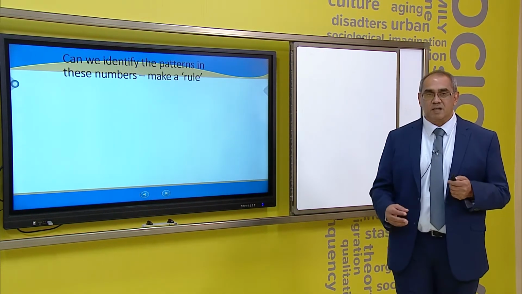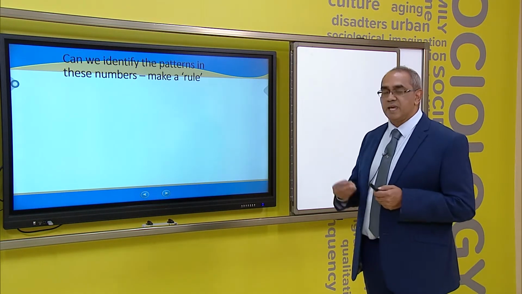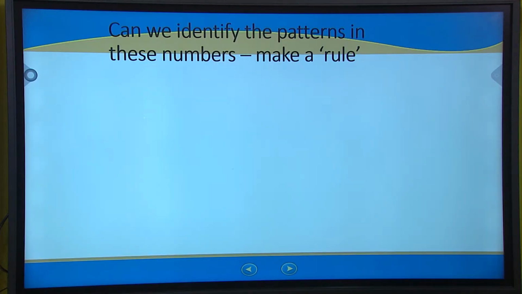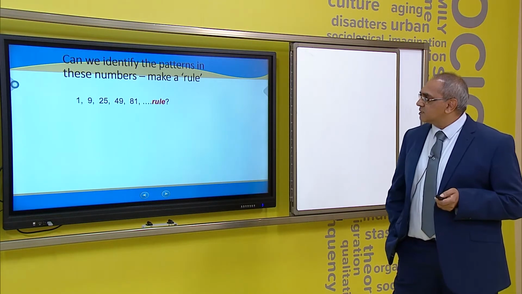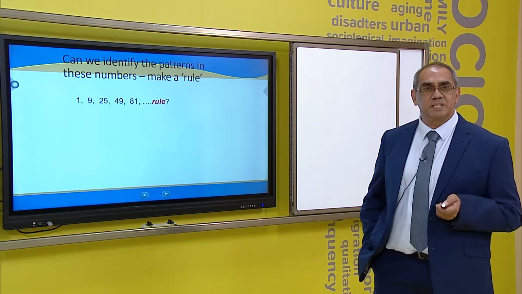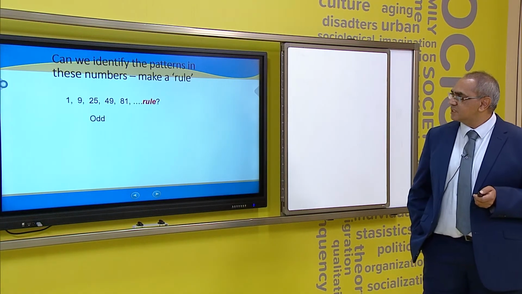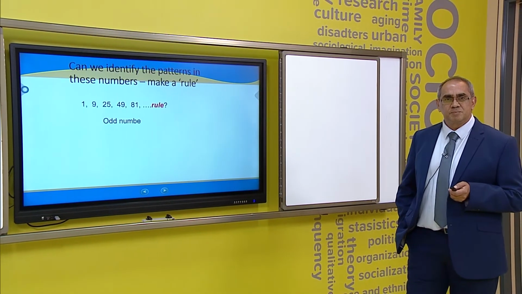All right. Now, it is easy to say that I add 3 or I multiply by 6, but can I make a rule? Can I make a formula? And this is where things get a little bit mathematical. Okay. So let's look at these numbers, 1, 9, 25, 49, 81. What is the rule in this number? So if we look at that, I can say 9 looks like a square number, 25, 49, these are all square numbers. So looking at that, these seem to be odd numbers.